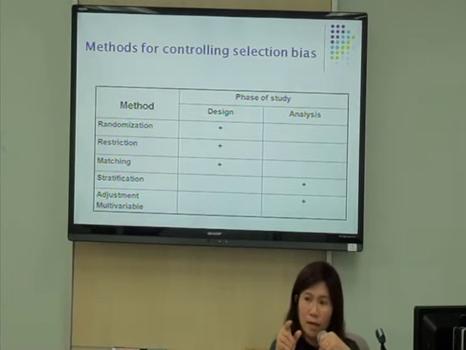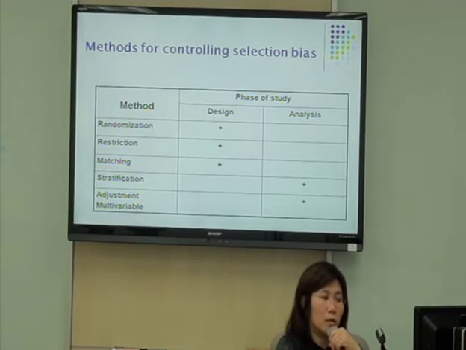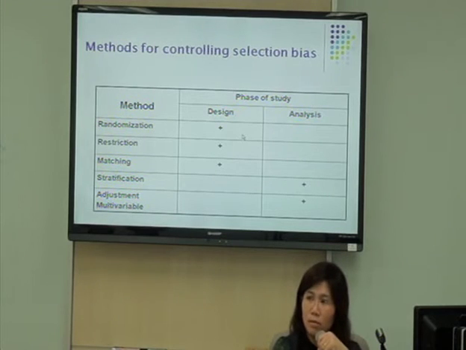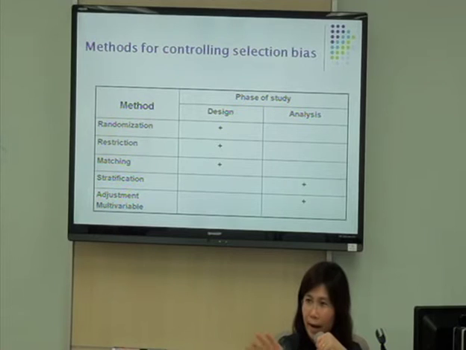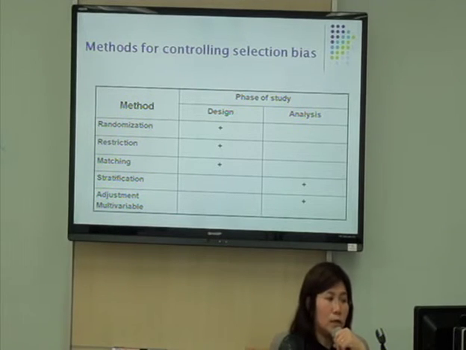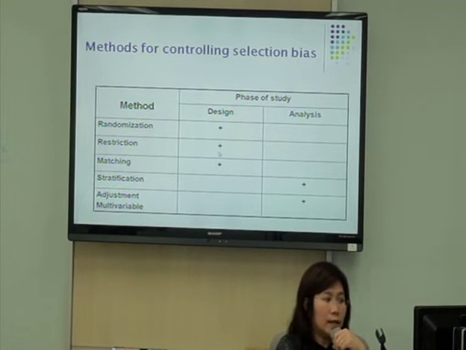The first way, the best way, is randomization, but remember that randomization cannot be done in a risk study. So we discuss them in this topic. This is the way to control selection bias, and we use it in the design, not in the analysis.